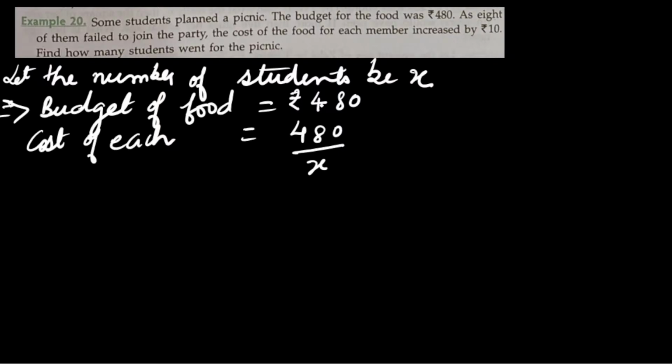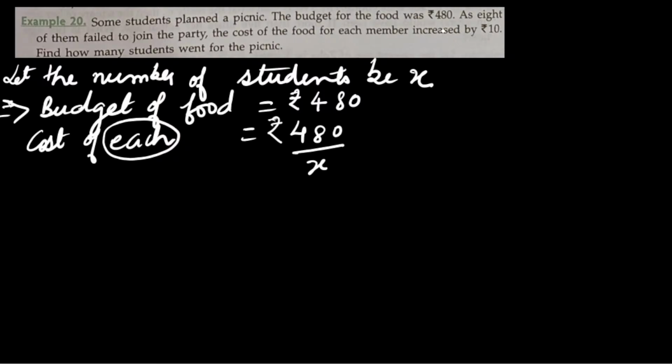This is a concept we used in lower classes also. Suppose the total cost is 100 rupees and the number of pens is 10. What will be the cost for each one? If you divide 100 by 10, you will get the cost of one pen. From lower classes we have learned, whenever we are finding for each, we always divide. So I have used the same concept here. 480 is the total cost, so the cost for each student will be 480 divided by x, because x is the number of students.